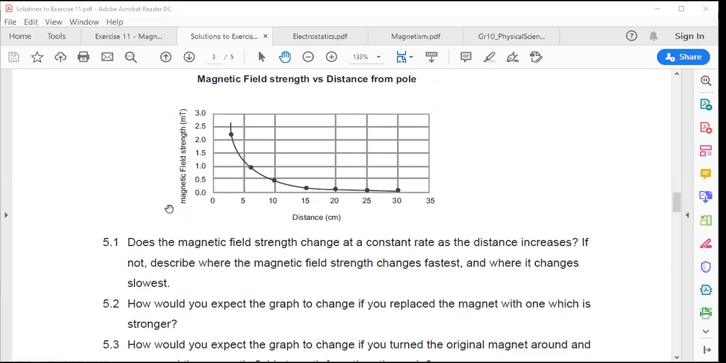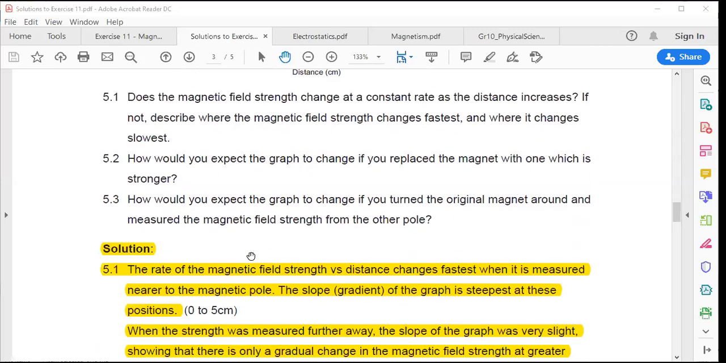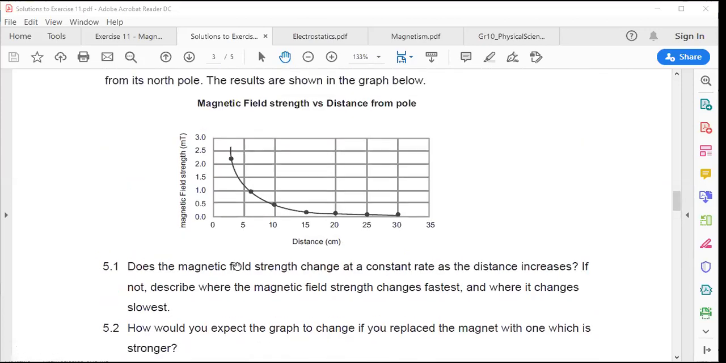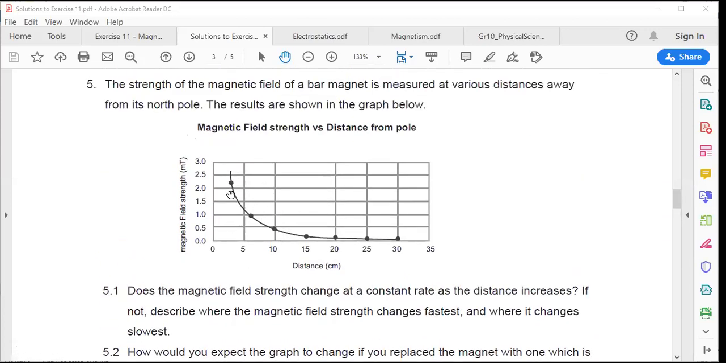How do you answer that? Obviously, does the magnetic field change at a constant rate? That's not constant because it's a curve. It can only be constant if it is a straight line. Therefore, your gradient becomes constant. But this one, the answer is no, right? So the rate of magnetic field strength versus distance changes fastest when it is measured near to the magnetic pole, right? The slope, that is the gradient of the graph, is steepest at these positions. So here, as you can see, it's steep here.